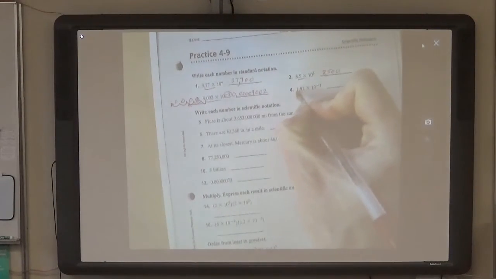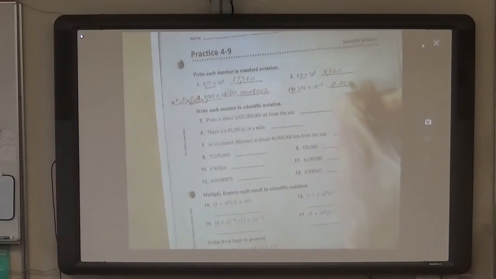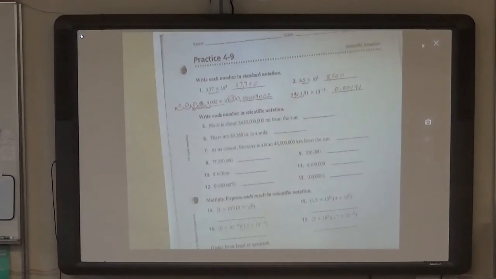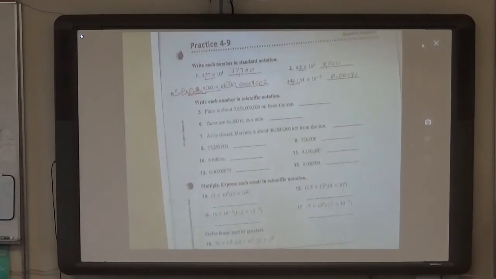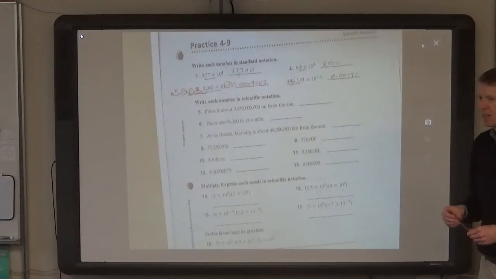And then again, 1, 2, 3. So there's 2 zeros in front of the 1. Okay? We've already done these. So we're going to go on to the chapter review. Any questions on scientific notation? Any others that you want me to go through with you?